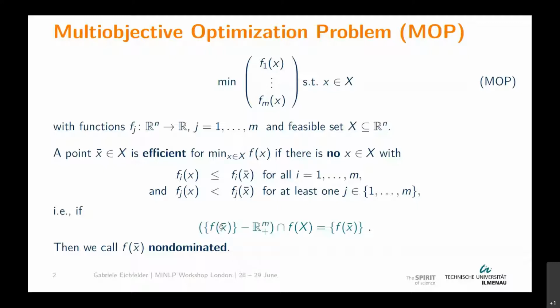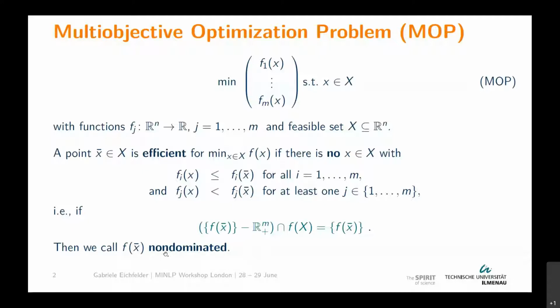The images of efficient points will be called non-dominated solutions. In general, we will have an infinite number of non-dominated solutions, and an infinite number of efficient solutions. This is a huge difference to the single objective setting. There, in case your problem is solvable, you will have the optimal value, a smallest optimal value. But here we have a whole set of optimal values, which are all vectors in R^m, the m-dimensional space, which are not comparable, which are non-dominated solutions. In general, we want to find all of those non-dominated solutions.